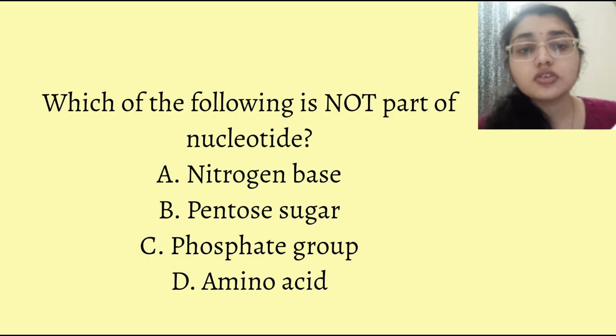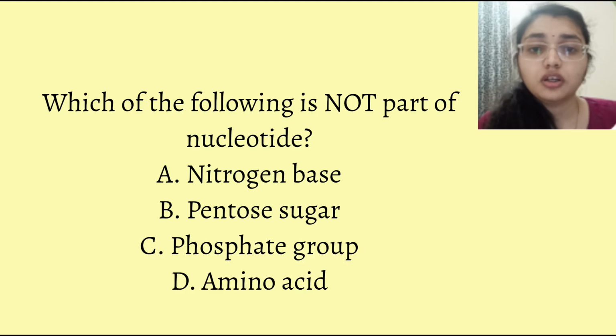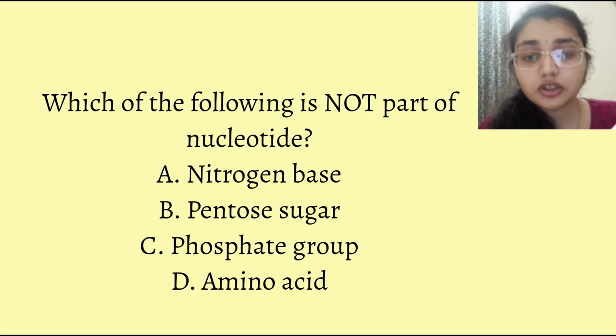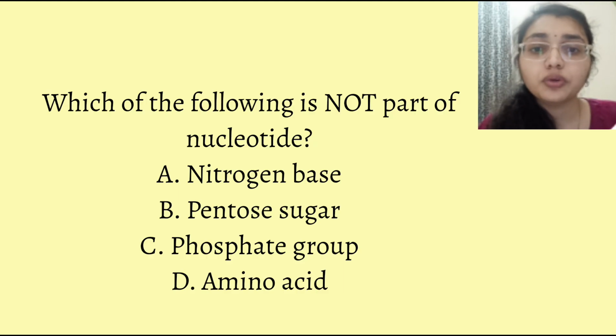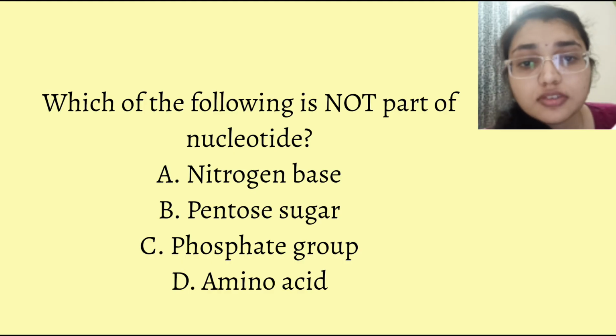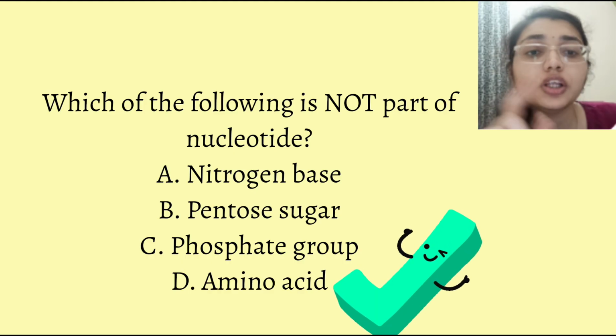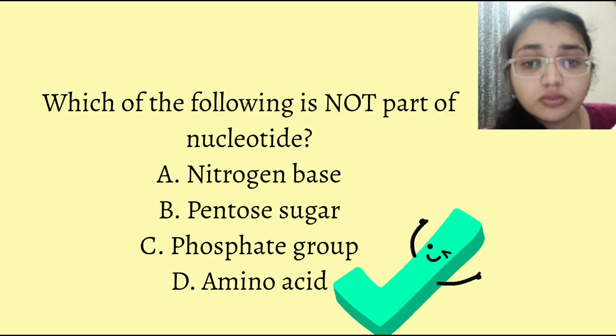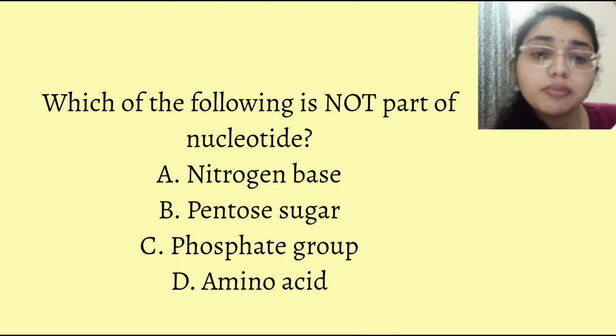Which of the following is not a part of the nucleotide? Option A, nitrogen base; option B, pentose sugar; option C, phosphate group; and option D, amino acid. So a nucleotide has a nitrogen base, a pentose sugar, and a phosphate group, but it does not have an amino acid. That means your correct answer is D, because we have to tell what is not part of a nucleotide. So D, amino acid, is not a part of the nucleotide.